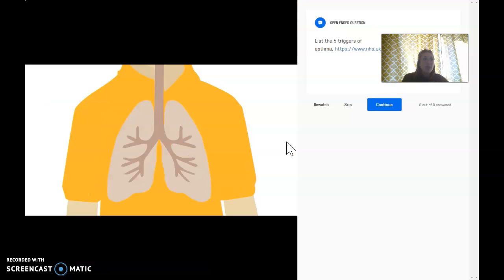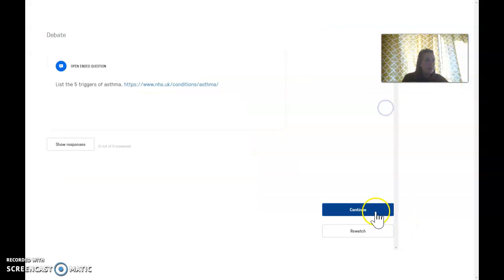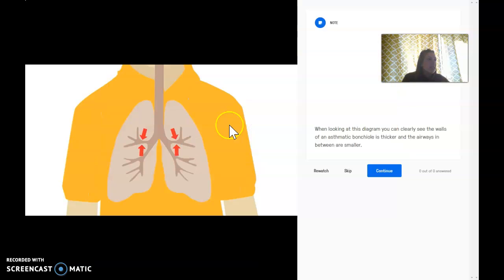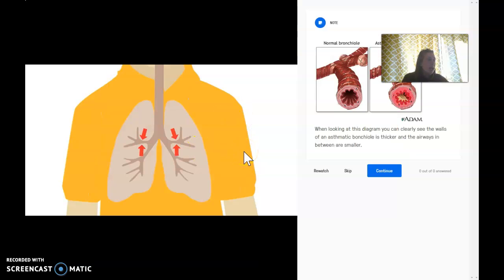Right, so have a go. There's the 5 triggers. See what you can remember. Good stuff.